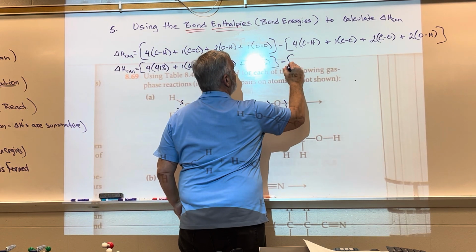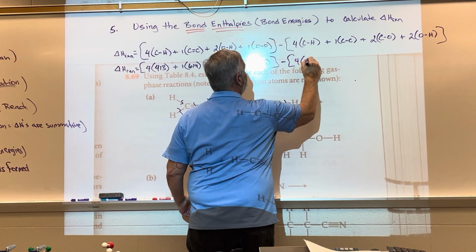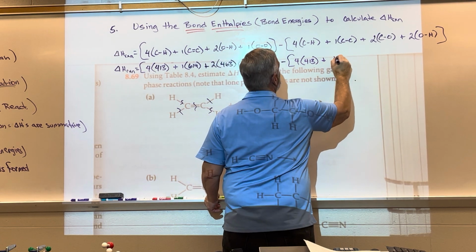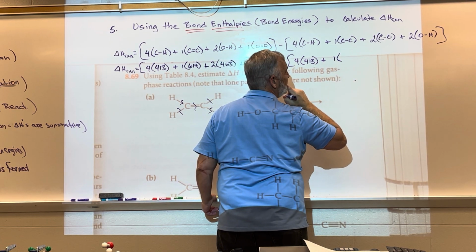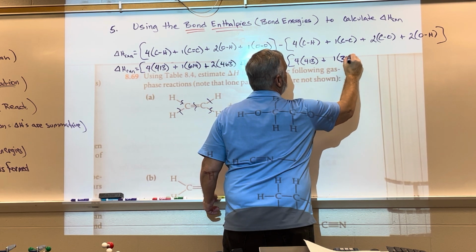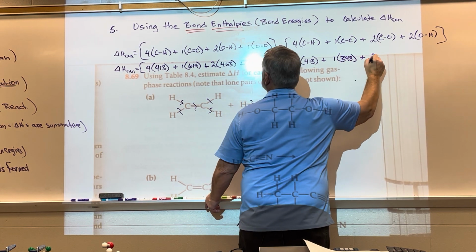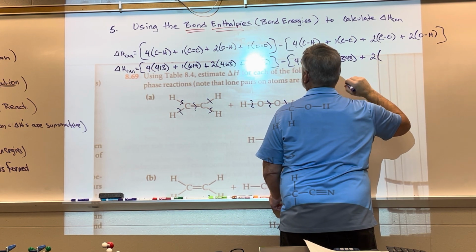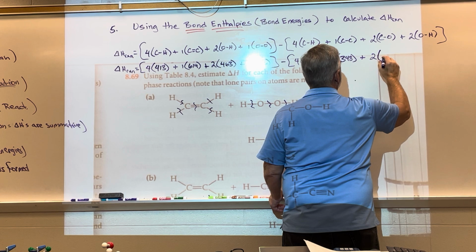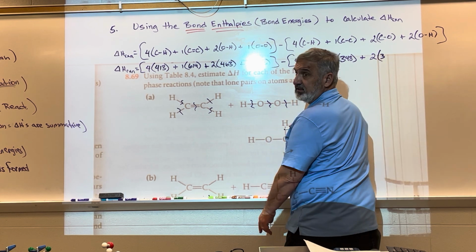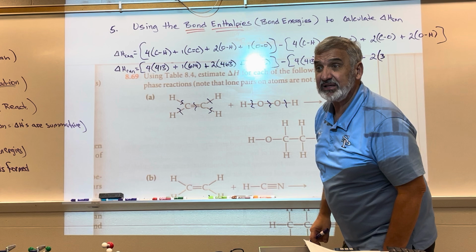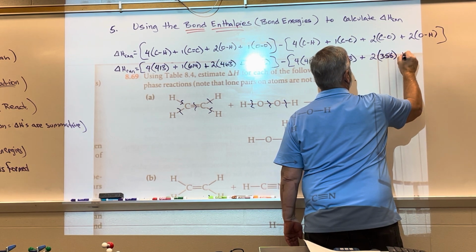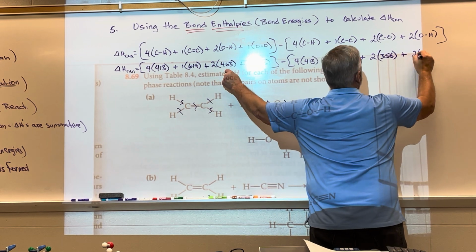Minus 4 times that carbon to hydrogen again, 413, plus 1 times carbon to carbon. What's the carbon to carbon one? 348. Plus 2 times the carbon to oxygen, which is 358. Loud enough for an old man to hear. 358. Okay. Plus 2 times, and we already have the OH, 463.